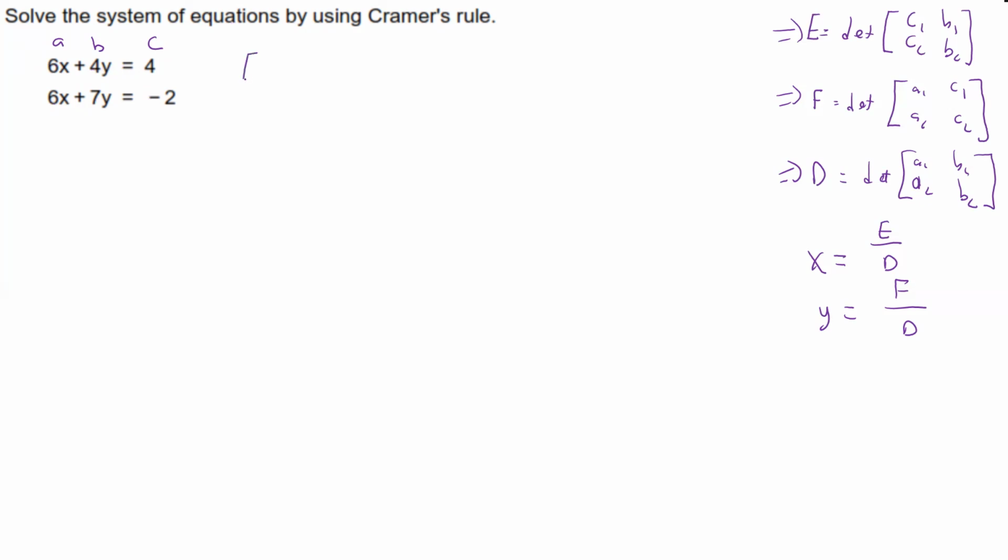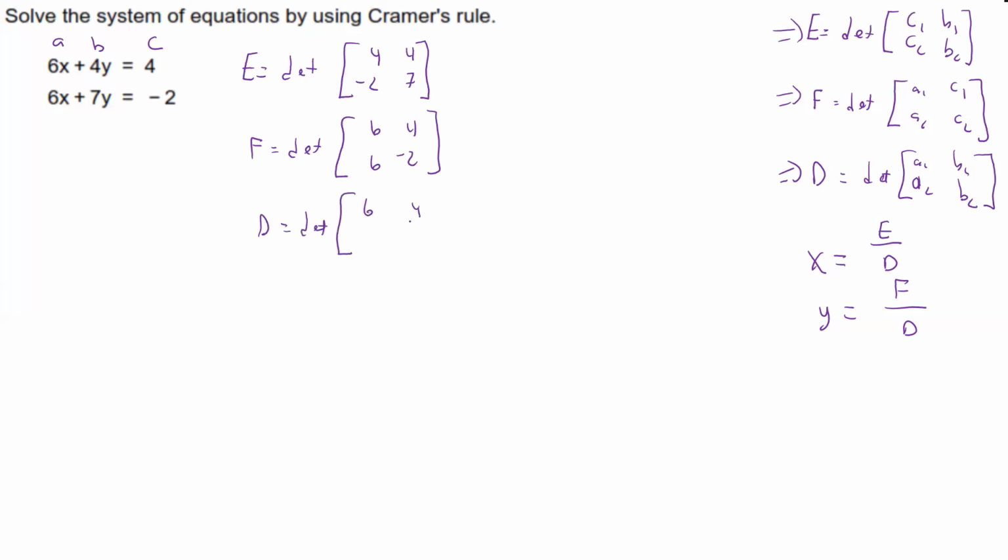So let's go ahead and do E first, and that's the determinant of, now C's, so that's going to be 4, negative 2, and then B's, 4, 7. Then F, well, that's going to be the determinant of the A's, which is 6, 6, and then the C's, which is 4, negative 2. And then finally, D is the determinant. Now it's just the A's and B's, so that's just 6, 4, 6, and 7.